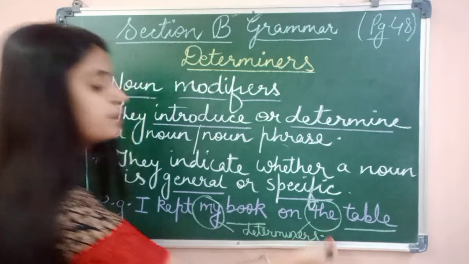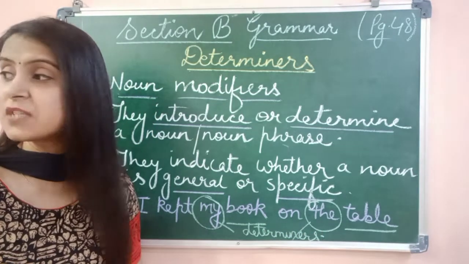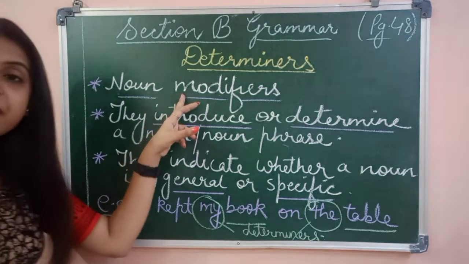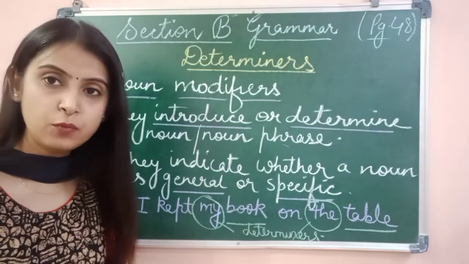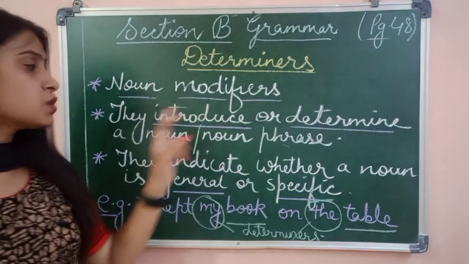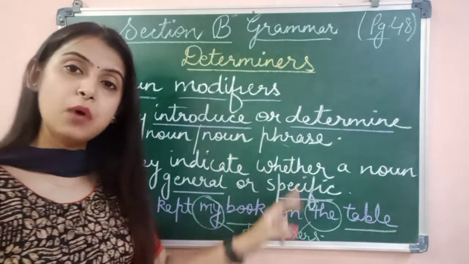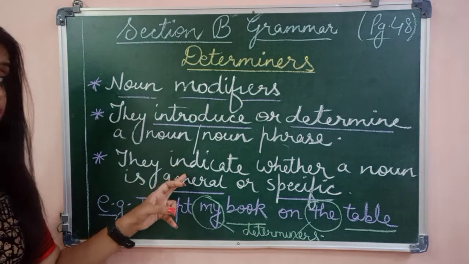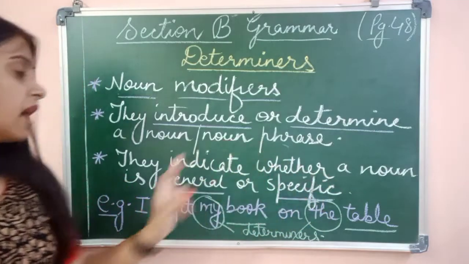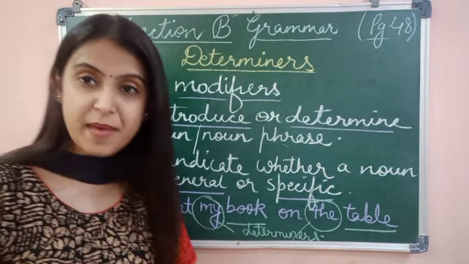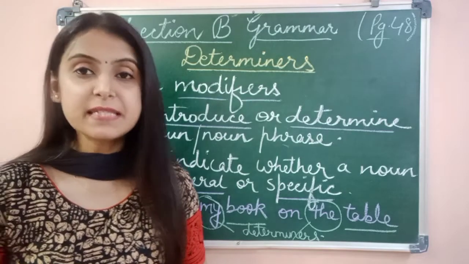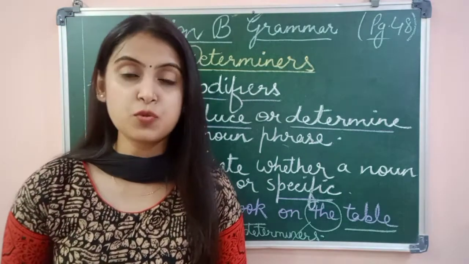table respectively. Now, let me quickly repeat for you that determiners are the words that modify a noun or noun phrase. They introduce or determine a noun or a noun phrase. Now, sometimes some determiners are also used to indicate whether a noun is general or specific, whether we use that noun in general or specific sense. Let me give you an example to make it more clear.